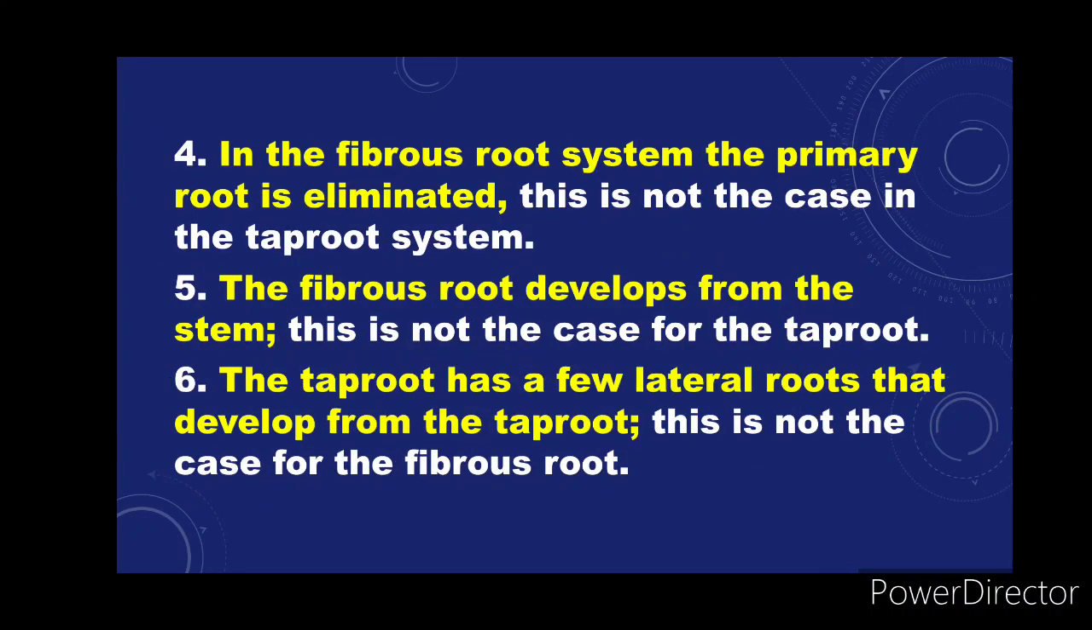Next, number 4. In the fibrous root system, the primary root is eliminated. This is not the case with the taproot. It is almost similar to the previous point. The primary root is eliminated because no primary root is there in the fibrous root, but in the taproot system you can easily find the primary root.